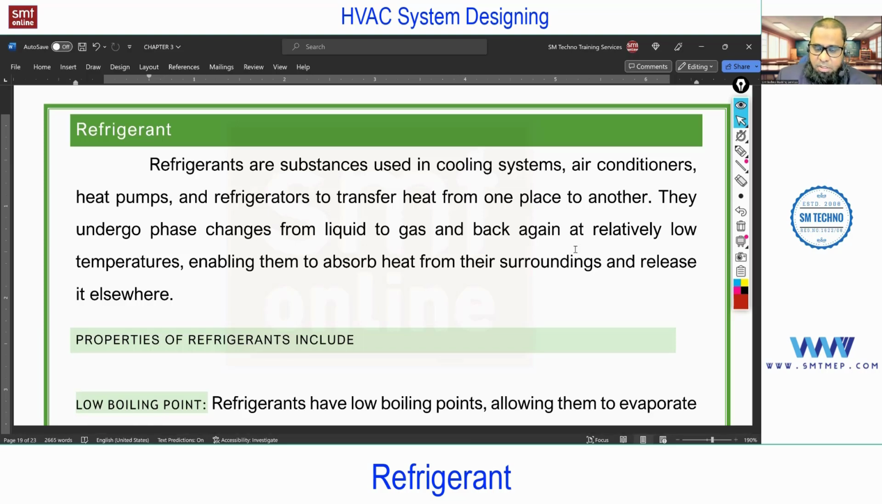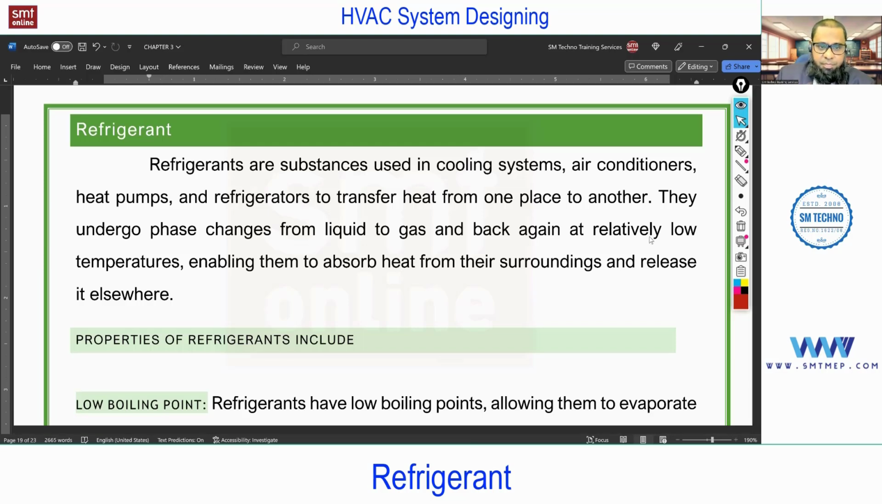A cooling system extracts heat from the space and rejects it outside. Suppose I use it in a reverse way, for example in winter in Western countries, then we call it a heat pump. A heat pump extracts heat from outside and rejects it inside the space. That we call a heat pump. Same thing, but in a reverse way.